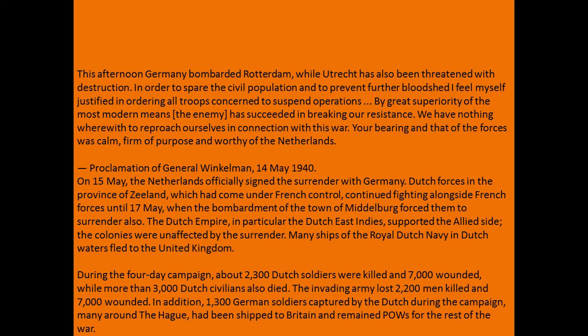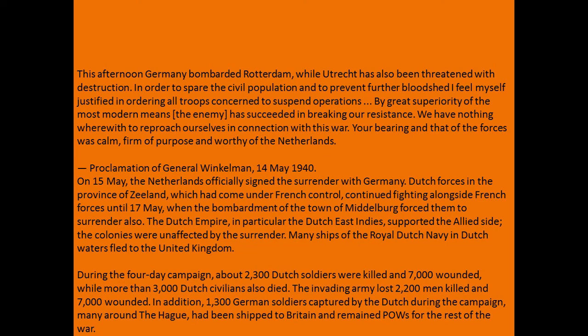On the 15th, the Netherlands officially signed the surrender with Germany. Dutch forces in the province of Zeeland, which had come under French control, continued fighting alongside French forces until 17th of May, when the bombardment of the town of Middelburg forced them to surrender also. The Dutch Empire, in particular the Dutch East Indies, supported the Allied side. The colonies were unaffected by the surrender. Many ships of the Royal Dutch Navy in Dutch waters fled to the United Kingdom.